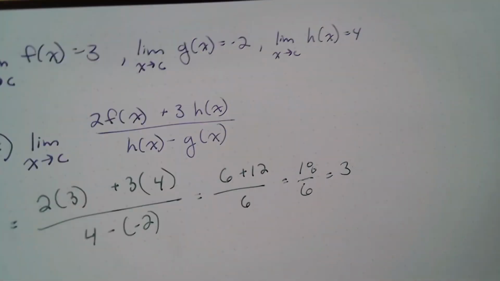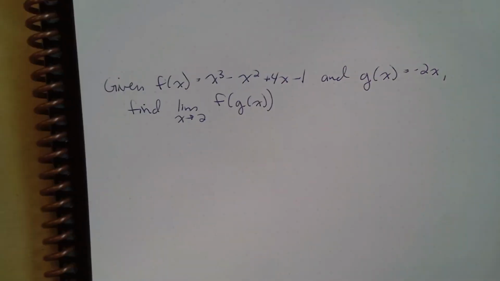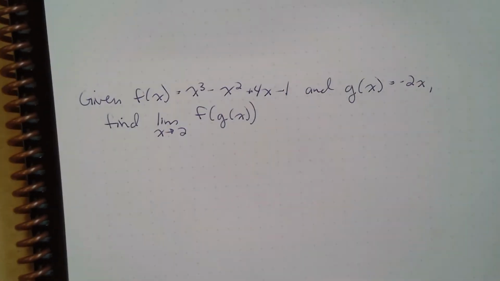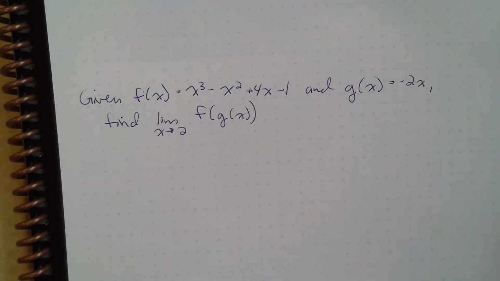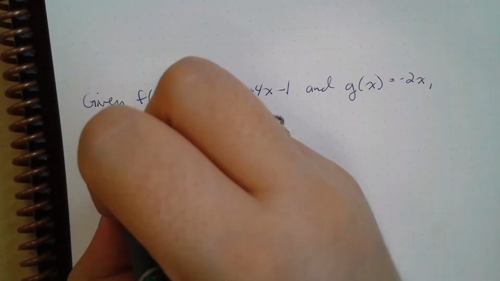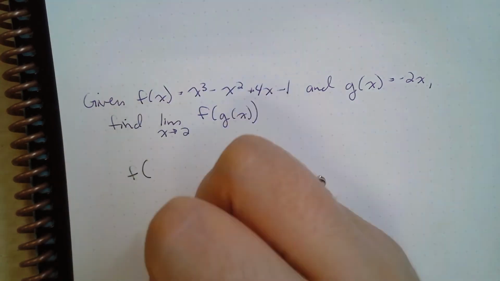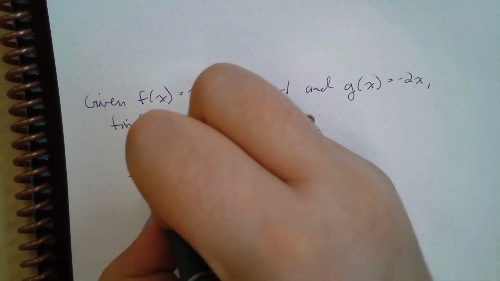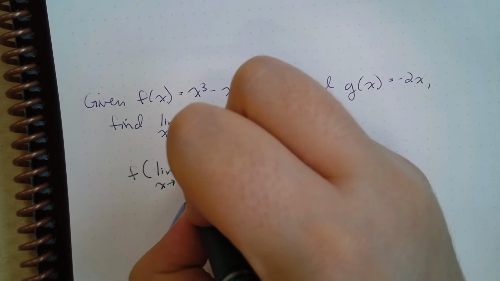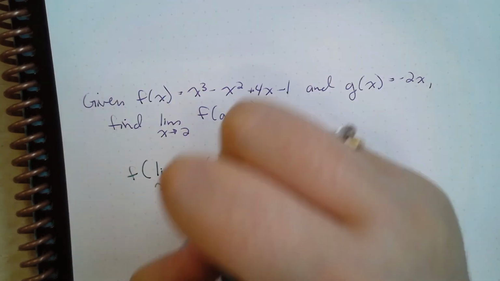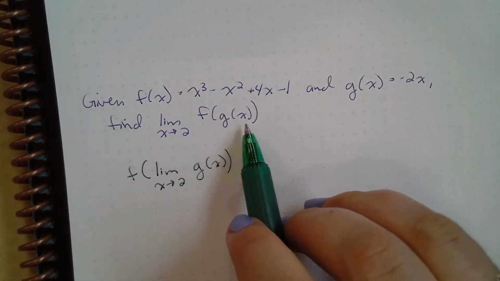Let's do one more. Throw some of that composite in. That's what I like. All right. Given f of x is equal to x cubed minus x squared plus 4x minus 1, and g of x is equal to negative 2x, find the limit as x approaches 2 of f of g of x. So this is going to be the same as f of the limit as x approaches 2 of g of x, right? This is the same thing here.